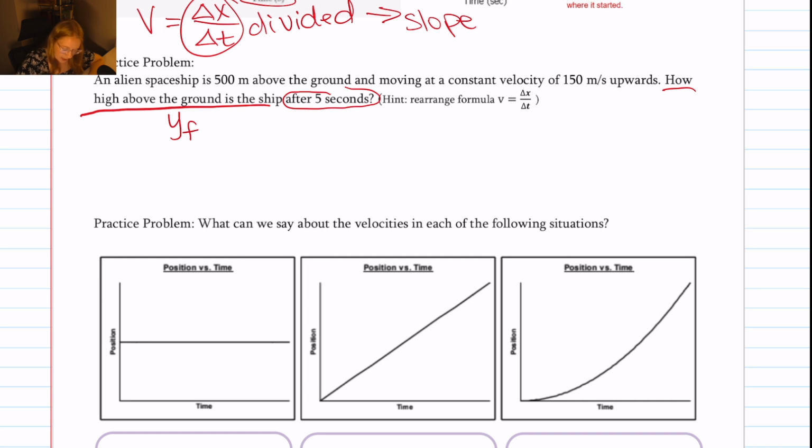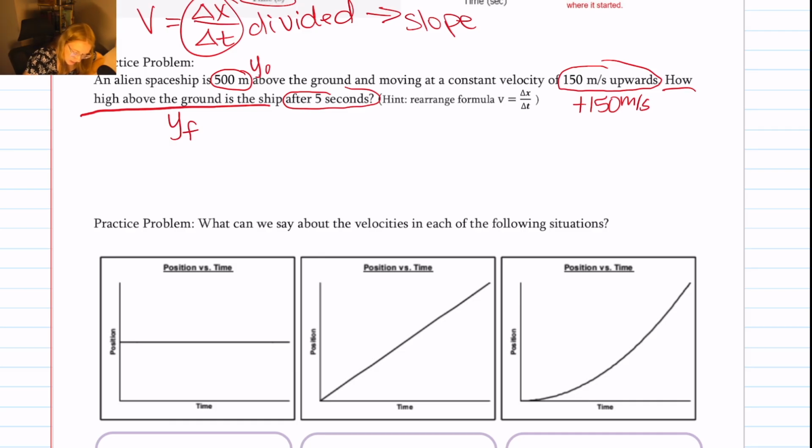Now let's look at the constant velocity. 150 meters per second upwards means positive 150 meters per second. Up is a positive velocity. And then the first piece of information it says is an alien spaceship is 500 meters above the ground at the start. So let's call that the first position, y0, at time 0.